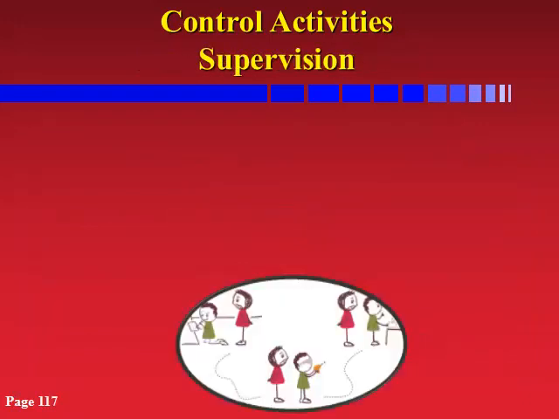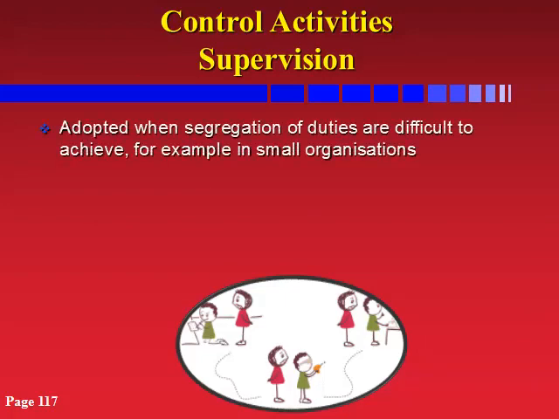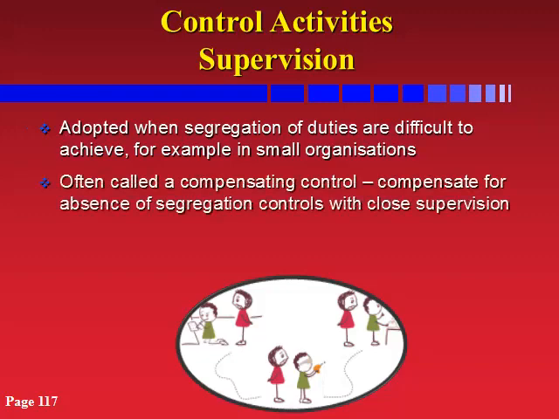What happens when segregation of duties may not be possible or practical, especially in a small organization? Now let's assume there are 5 incompatible tasks, but there are only 3 staff to handle them. In this case, supervision should be adopted. Supervision is often called a compensating control. That is, it is a control that compensates the absence of segregation controls with close supervision.